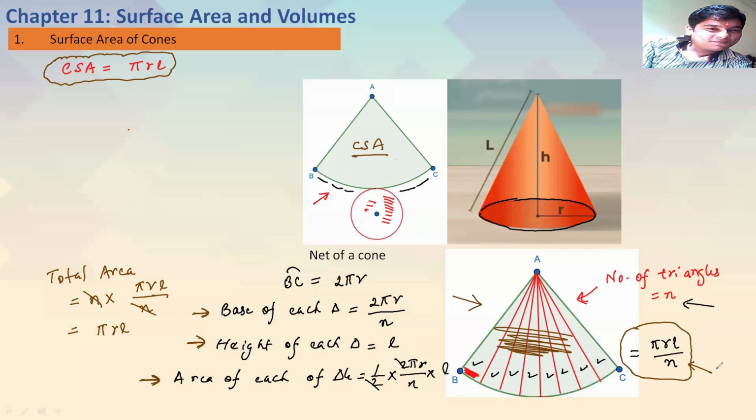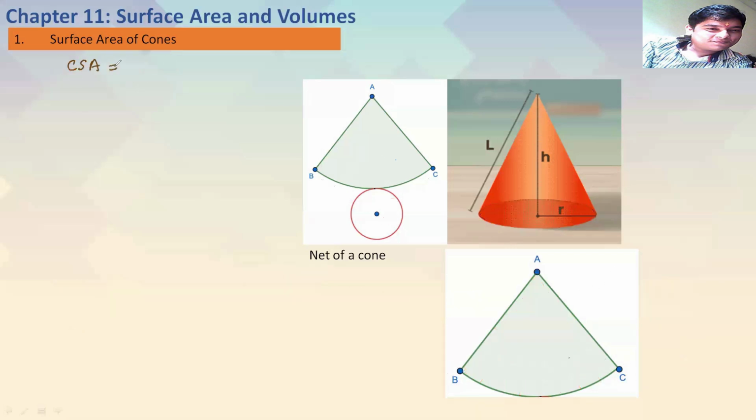There is no confusion at all. Wonderful. I'm pretty satisfied. Let me just erase it and write one more time. CSA is pi R L. Curved surface area is pi R L. What is the total surface area? What are you going to do to find out total surface area? This is CSA, pi R L.